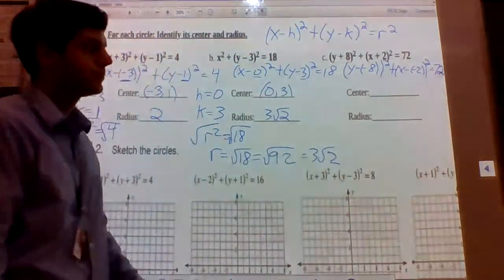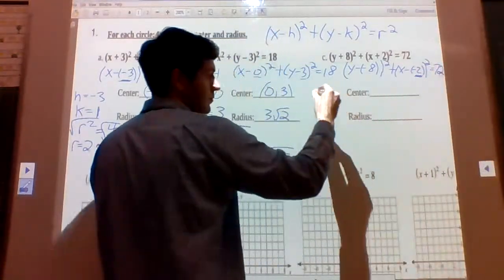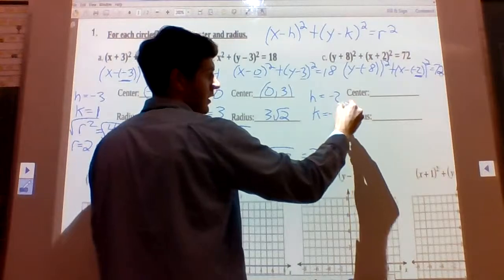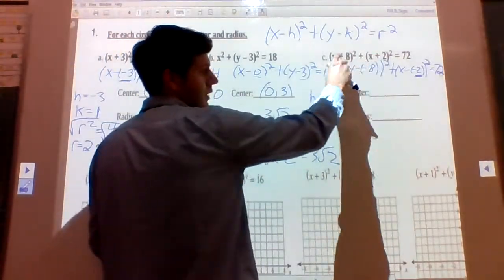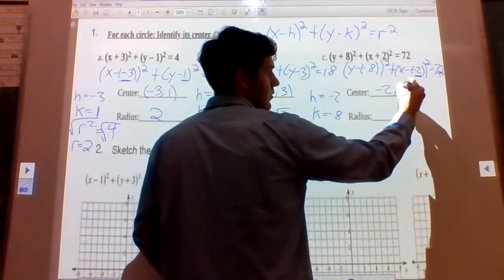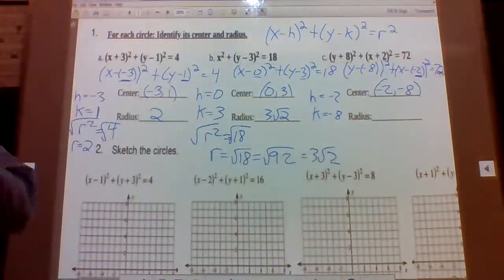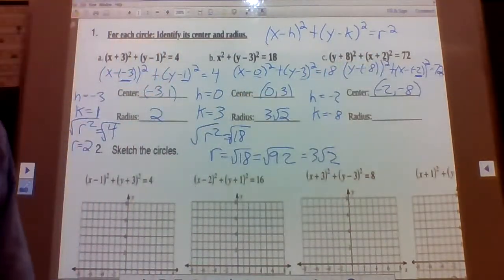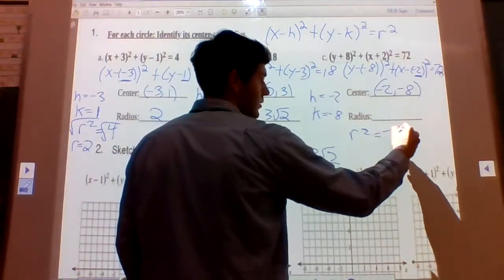72. Okay. So h is going to be -2, and k is going to be -8. Okay, all we have to do is flip the sign. So -2 and -8. So our center is -2, -8. Okay, they wrote the y first and the x second. Okay, then the radius. So r squared is 72.